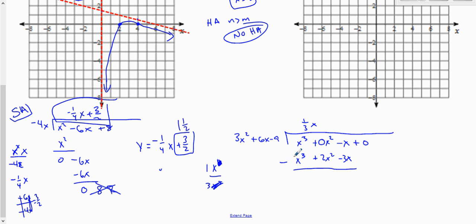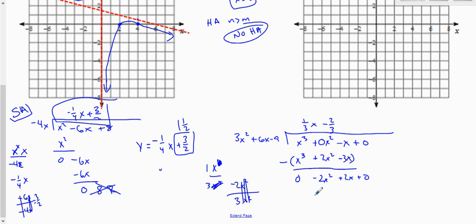So now I am subtracting straight down. That's a 0. 0 minus 2 is negative 2x squared. Negative x minus negative 3 is adding the 3, so I get positive 2x. Bring down the 0. 3 into negative 2, so I'm going to do negative 2x squared divided by 3x squared. The x squareds cancel. I'm left with negative 2/3.